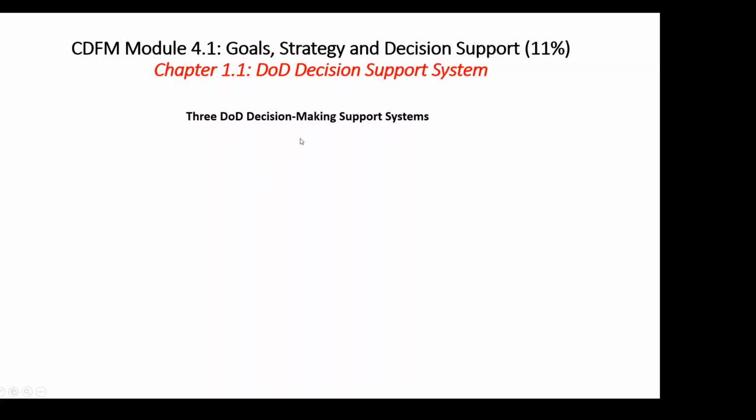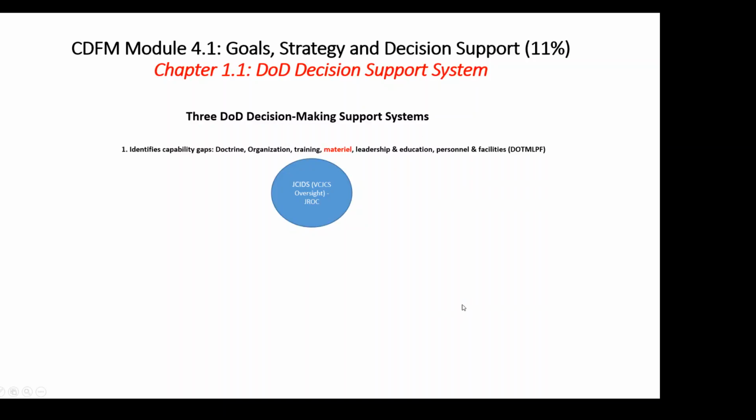So this is a recap of what we learned in Module 1, 2, and 3, because you got to remember there are 3 DoD decision support systems. We talked about JCIDS, Joint Capabilities Integration and Development System. And as you see here in the slide, oversight is done by the Vice Chairman of the Joint Chiefs of Staff, who sits as the Chairman of the Joint Requirements Oversight Council. This is exactly the same diagram, exactly the same information in Module 1, 2, and 3.